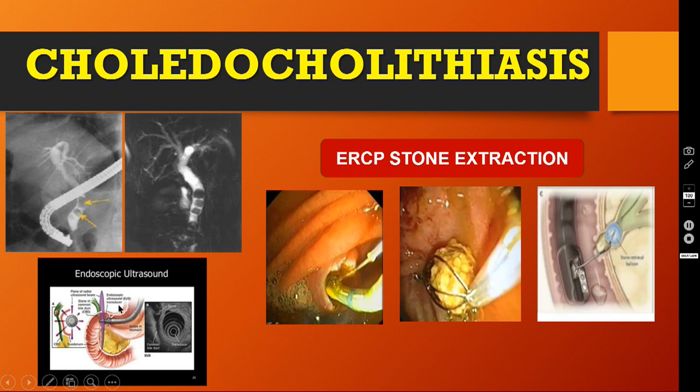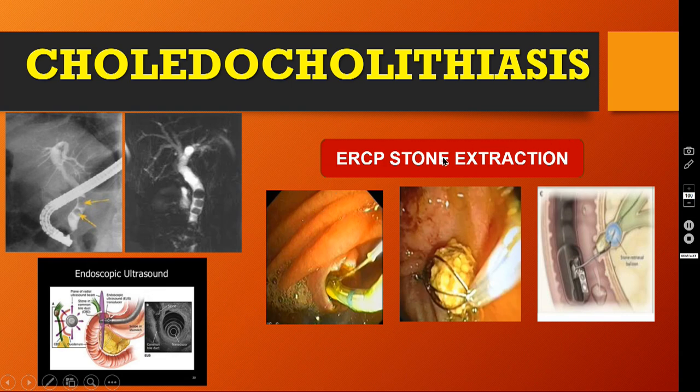And this is the endoscopic ultrasound. This also you can do and pick up the stone here. This is the CBD. See here you are seeing the stone. The CBD proximal to the stone is dilated. The CBD distal to the stone is very narrow.